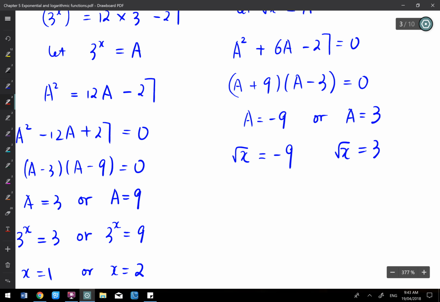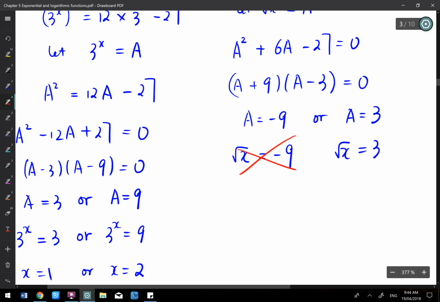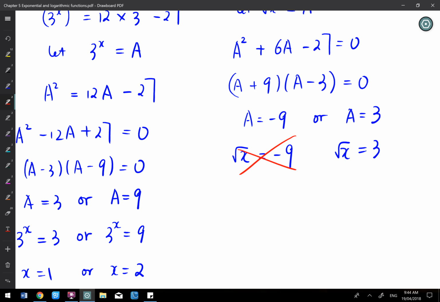No. Okay, the answer is no. Root x can never be negative. The a can't be less than 0, because root x equals to -9 is a wrong statement. We don't have it. Your root x can never become -9. If you square both sides, you have x equals to 81. Root 81 is 9. It's not going to be -9. So this is not achievable. Okay, so we don't have that.